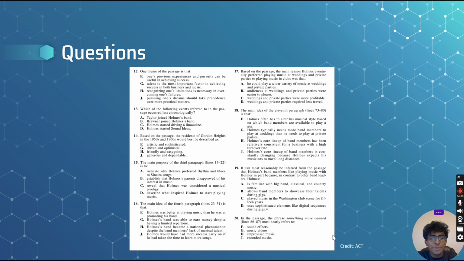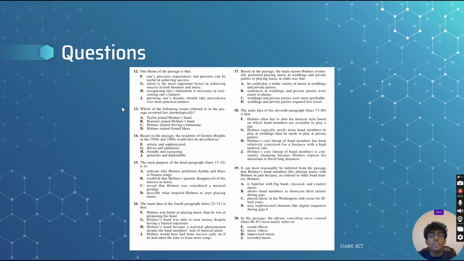But we do have a vocab and context question. The last one, lines 86 through 87, something more canned. What does that refer to? So it seems like a lot more of these questions are inference, big picture, purpose questions, which sometimes can happen, but that just means you need to focus a little bit more when you're reading the passage.